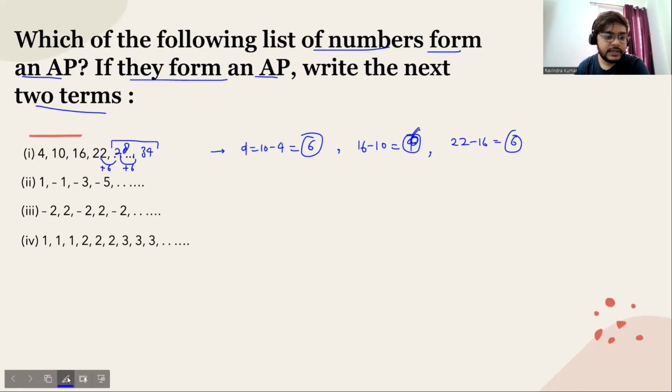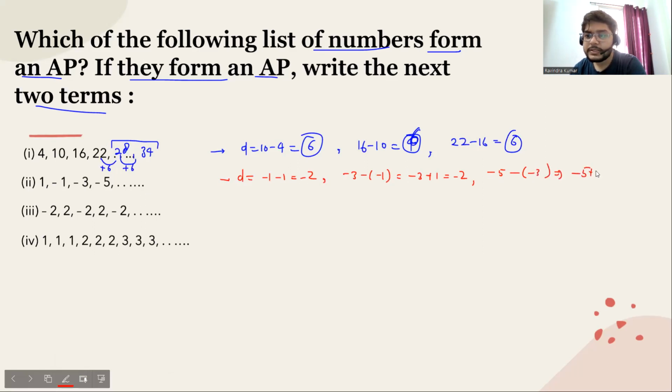Okay, now let's come to the second one. First we will calculate the difference. So it is minus 3 minus minus 1, so it is actually minus 3 plus 1, so it is minus 2. And again check, minus 5 minus minus 3, so it will be minus 5 plus 3, minus 2. Yes. So the common difference is minus 2. It means it is an AP.